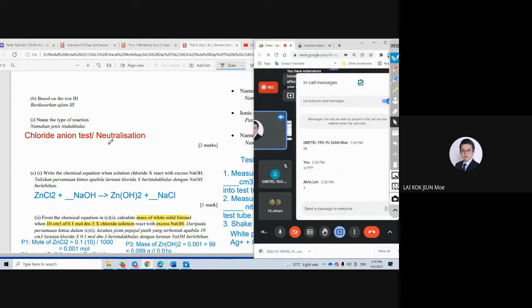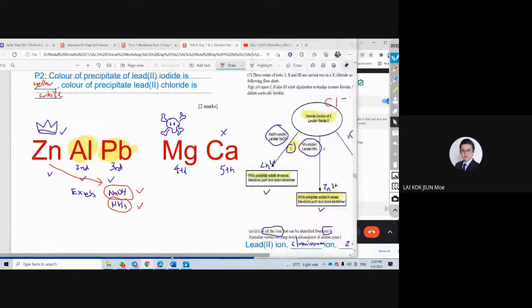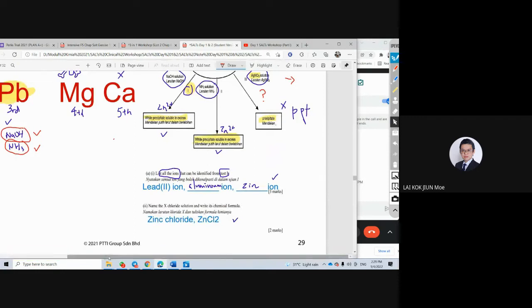Okay, name the type of the reaction. So what is the reaction right here? Zinc chloride plus AgNO3 is what reaction? You can just open your mic, no problem. Precipitation. You say precipitation only.